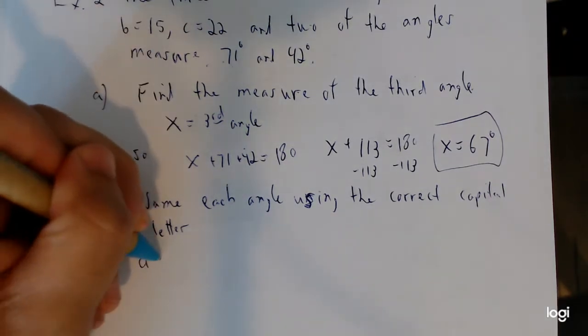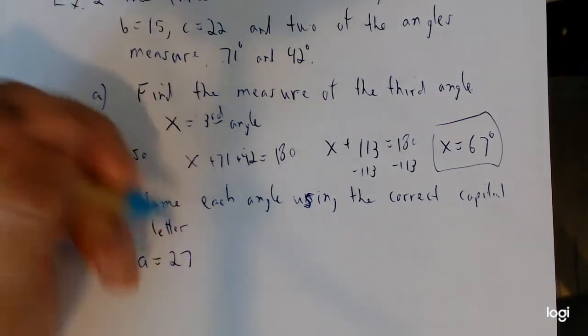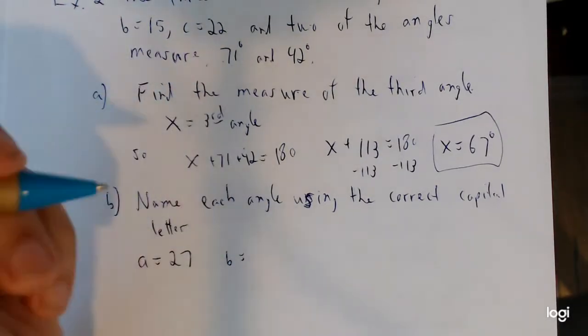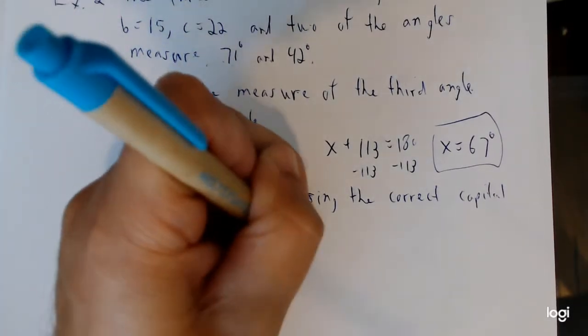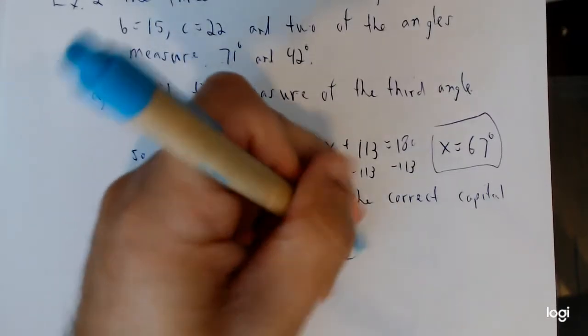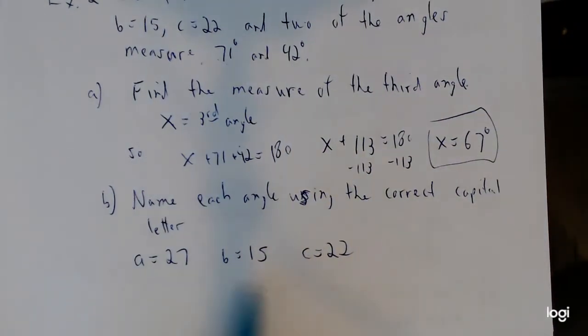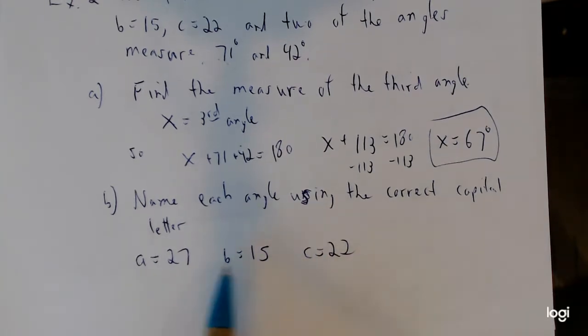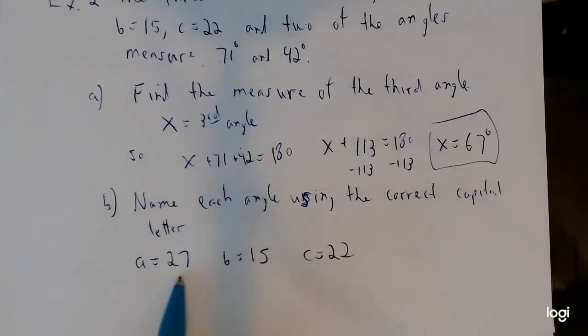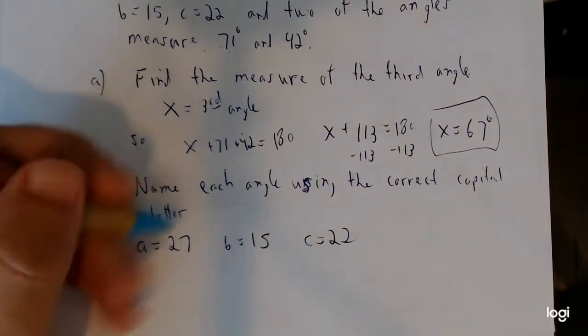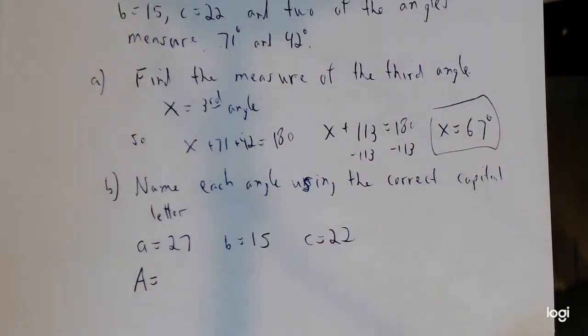If side A is 27, side B is 15, side C is 22, see, the sides have been labeled. Now we need to figure out which angle is which. So from these sides, what's the largest one? The largest one is 27. So what does that mean? Angle A should be my biggest angle.